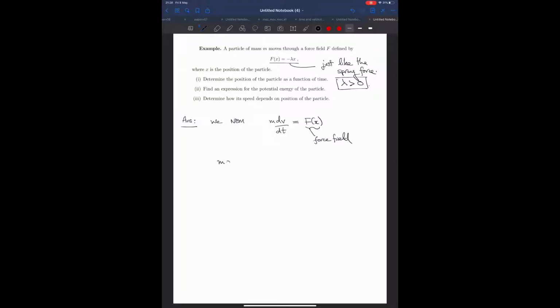We now know that this gives us the following. And due to the fact v equals dx by dt, velocity is rate of change of displacement, we have m d squared x by dt squared equals minus lambda times x. Now, you should know how to solve these, how to solve quickly.